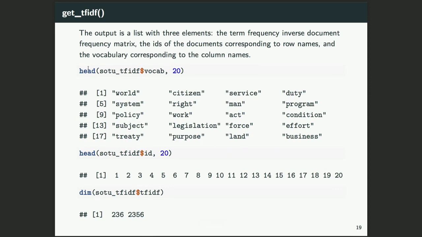As for the dimensions of that matrix, it has 236 rows, one for each speech. And in this instance, we picked out 2,356 nouns. By doing that filtering, we got rid of the stop words and the really rare words.